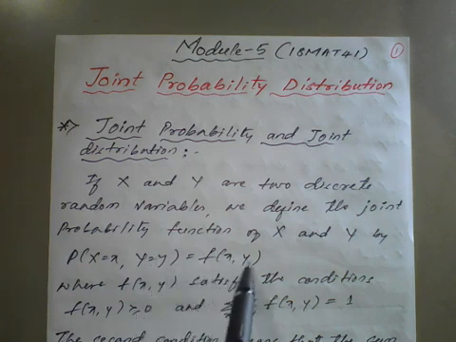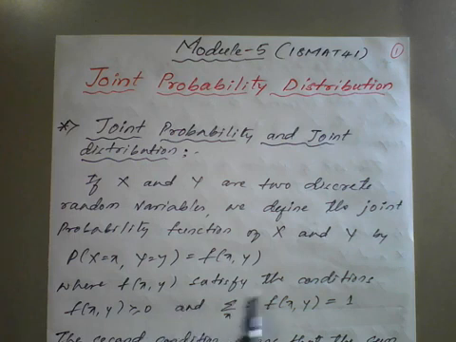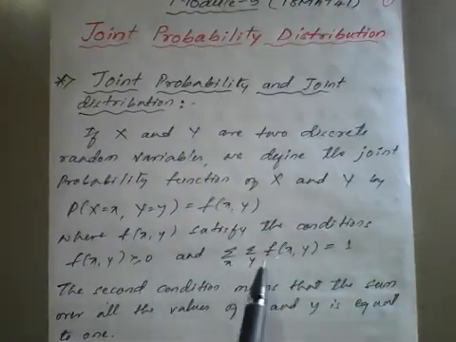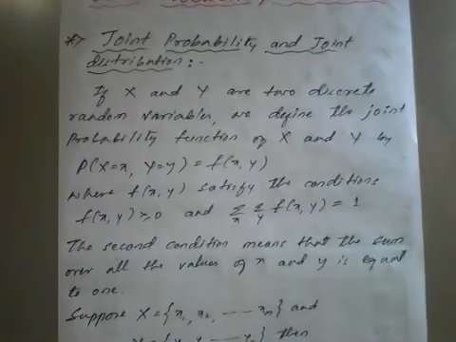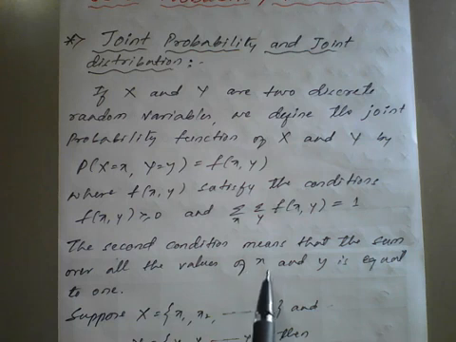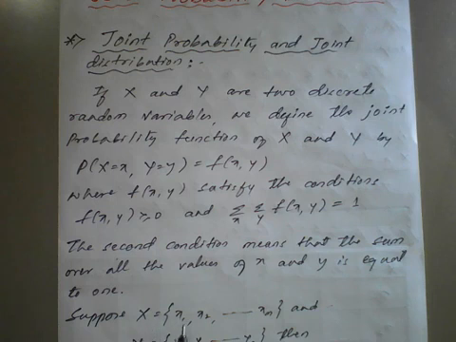is equal to the function f of xy, where f of xy satisfies the conditions. Firstly, the function f of xy should be positive, that is, greater than or equal to 0, and the summation over x as well as the summation over y of f of xy is always 1. The second condition means that the sum over all the values of small x and small y is equal to 1. Suppose capital X takes the values x1, x2, and so on up to xm, and capital Y takes the values y1, y2, y3, and so on up to yn.